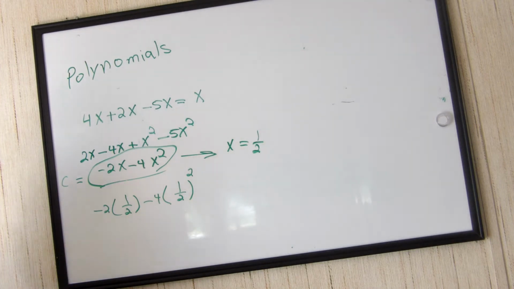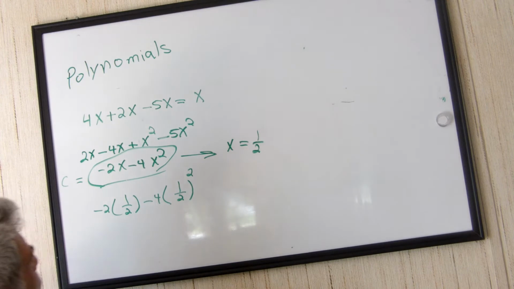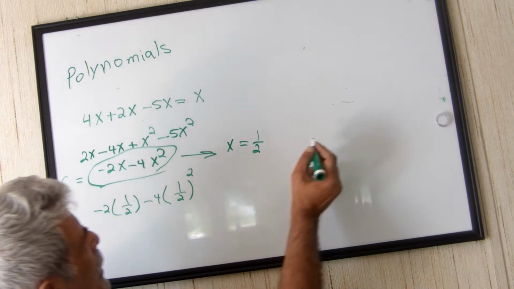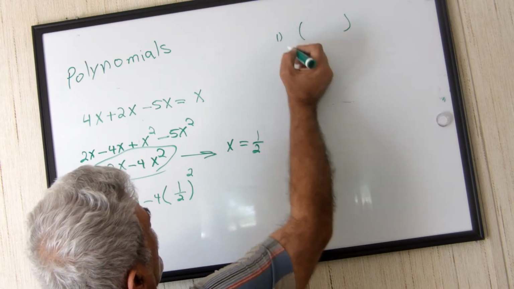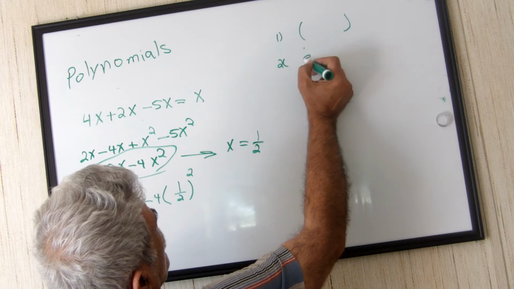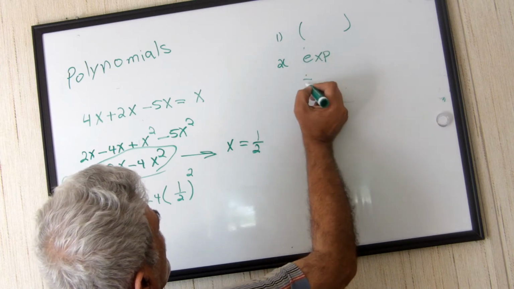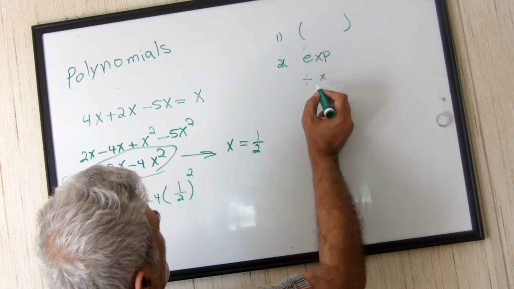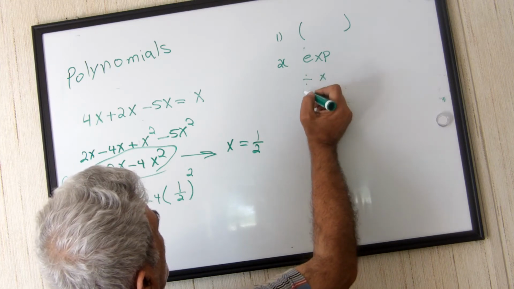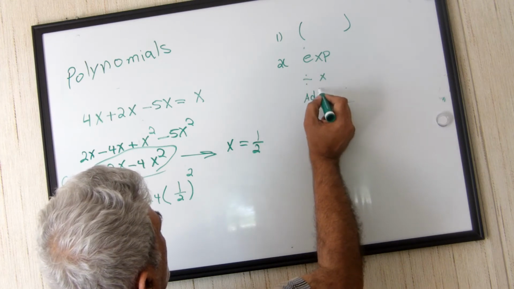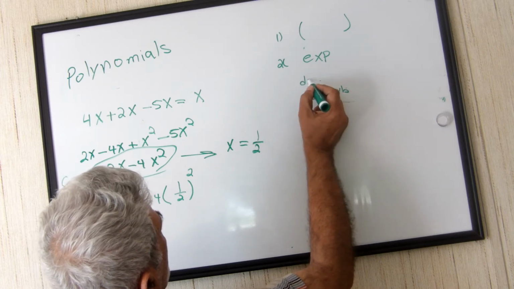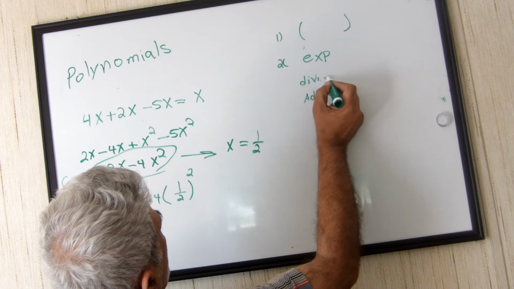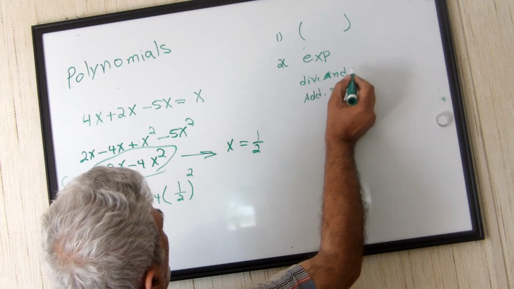See, the order that we compute all these in, let me write it here: parentheses first, second exponent, and then division and multiplication, and then addition and subtraction.